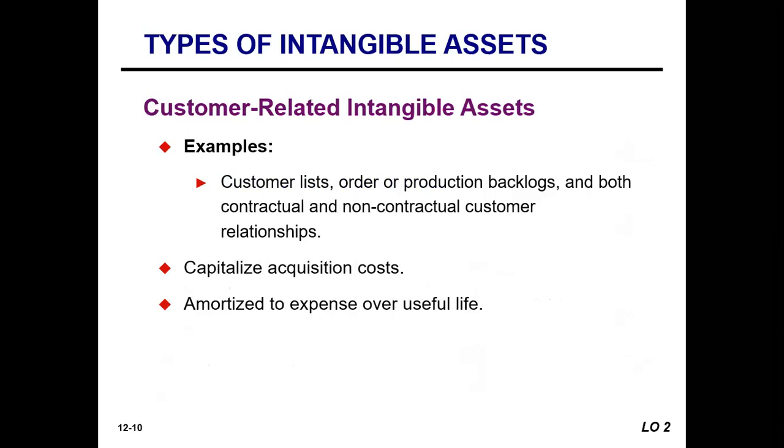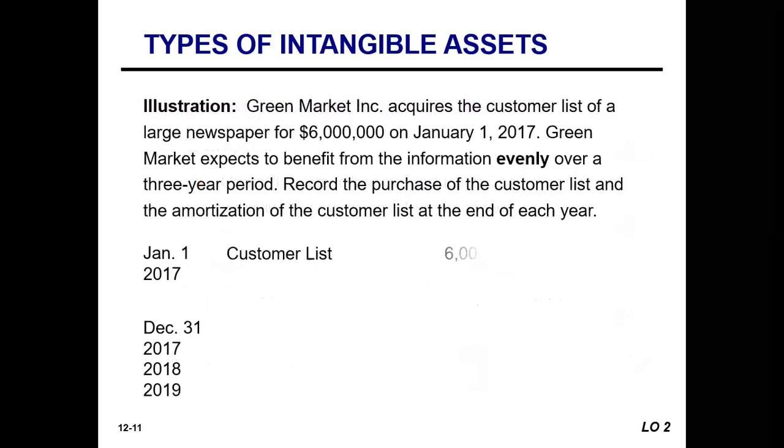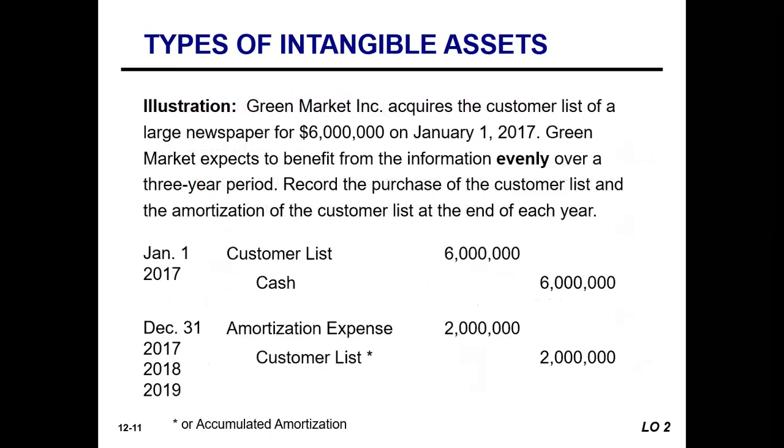Customer related intangible assets, again, customer list, order or production backlogs, non-contractual or contractual customer relationships. We capitalize the acquisition cost, we amortize over its useful life. Here's an example of that. Green Market Inc. acquires a customer list of a large newspaper for $6 million on January 1, 2017. Green Market expects to benefit from the information evenly over a 3-year period. Record the purchase of the customer list and the amortization of the customer list at the end of each year.